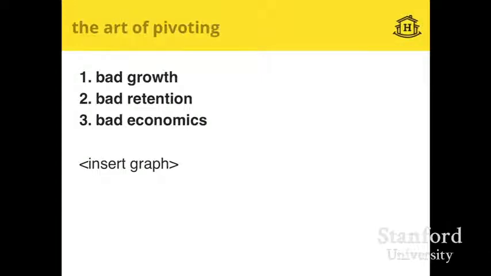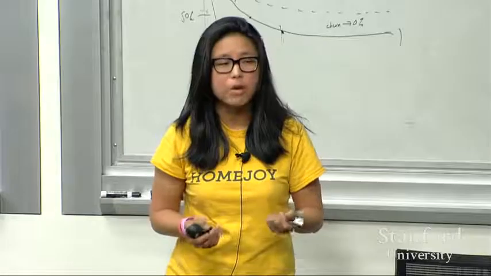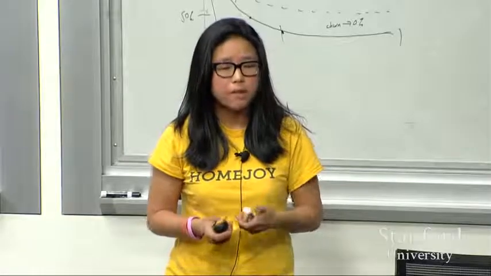So the art of pivoting. A lot of people ask me, HomeJoy in its current concept was literally the 13th idea we fully built out and tried to execute on and tried to get customers for. And so a lot of the questions I get is, how did you even get to that 13th idea? And how did you decide when to move on?